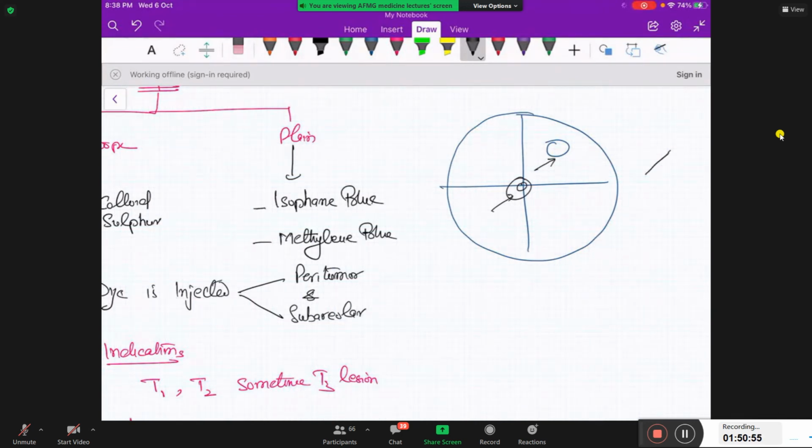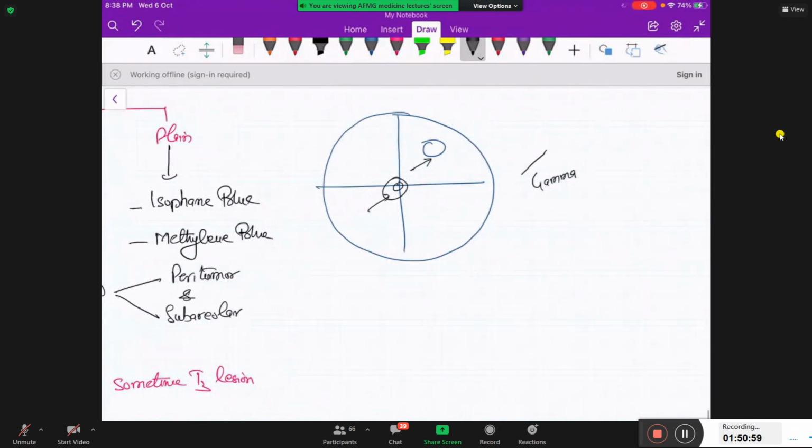Now what we do? We will put a gamma camera. Gamma camera detects radioactivity, and we are seeing with our naked eyes also. The lymph node which is showing the most radioactivity, the lymph node which turned blue first, that is a level 1 lymph node. We will take that lymph node out, and we'll send it to the pathologist.